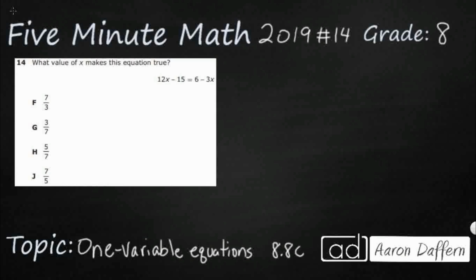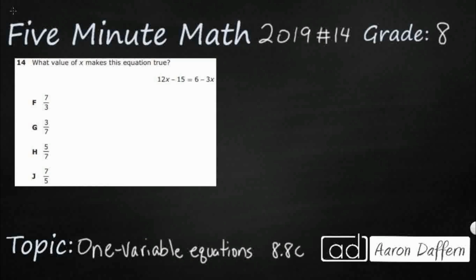So we have just a basic equation here. 12x minus 15 equals 6 minus 3x. And we need to find which value of x makes it true. So we've got two options. We could plug and play. We could take each of these answer choices, F, G, H, and J, plug them in and see which one makes both sides of the equation the same.